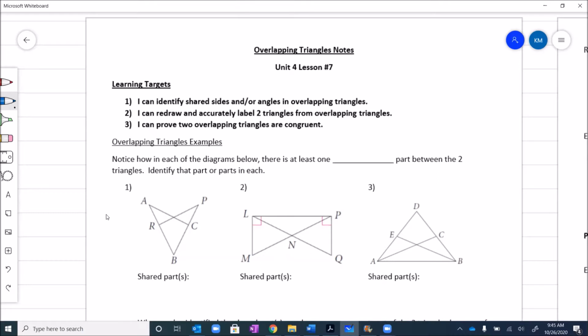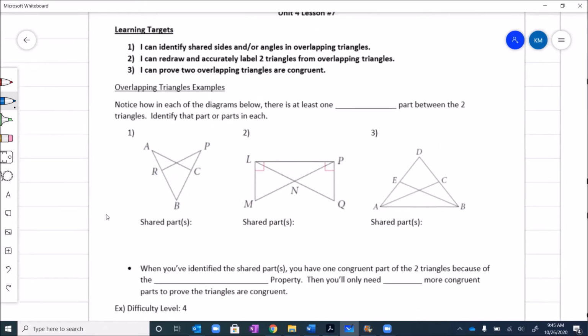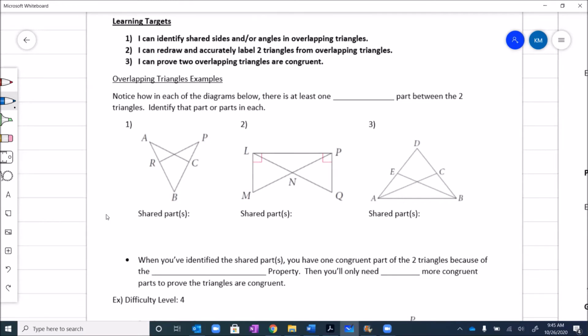Okay. In these examples, notice how in each pair of diagrams below, there's at least one common part between the two triangles. Identify that part or parts in each. Okay, so shared parts, common parts, shared. Okay, and so as we look at these two triangles, there's a couple things that you can do to help yourself out. You can redraw the triangles, or you can notice them as they're overlapping.